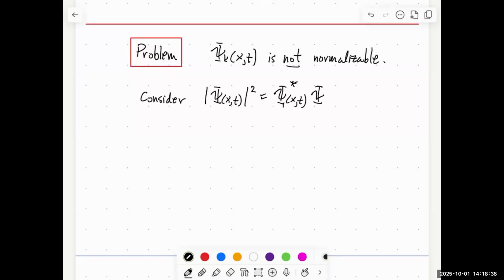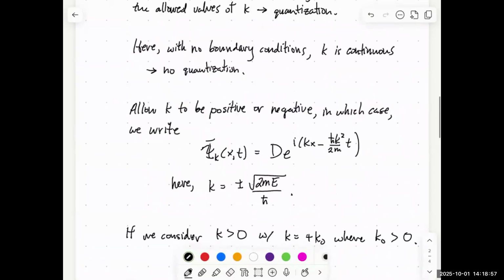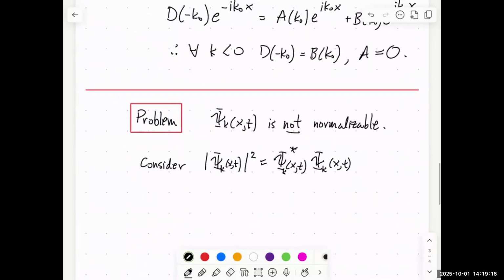In fact, right here, I should put my subscript k to be consistent. So I need a k in here as well. Okay. But if we look back, we have an exponential with an i out front. So when we take the complex conjugate, we just get that exact same exponential with a negative sign, so that when we multiply psi with its conjugate, that exponential cancels exactly, and it leaves only the absolute value of D squared.